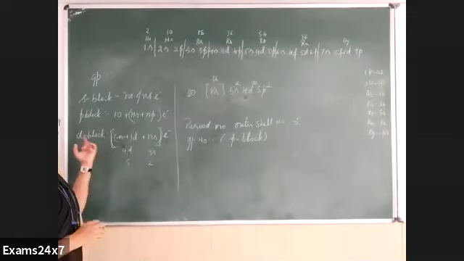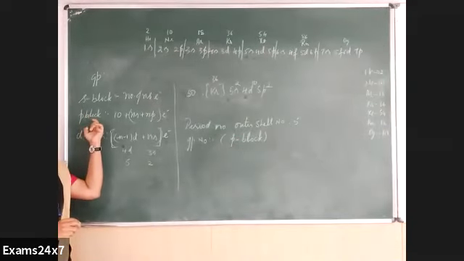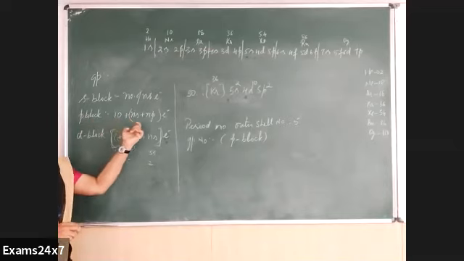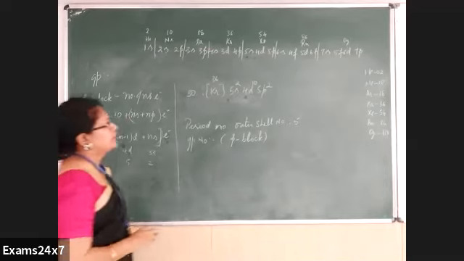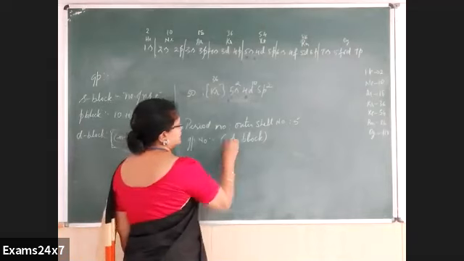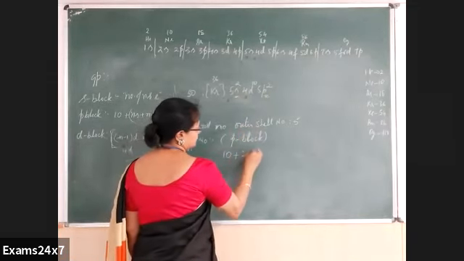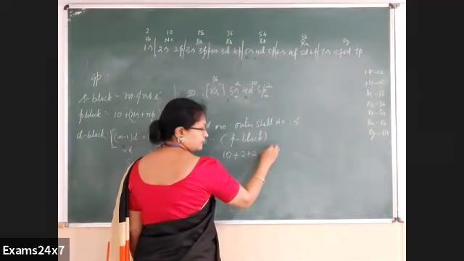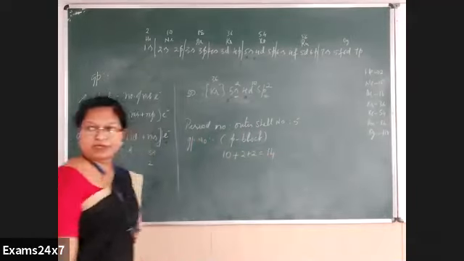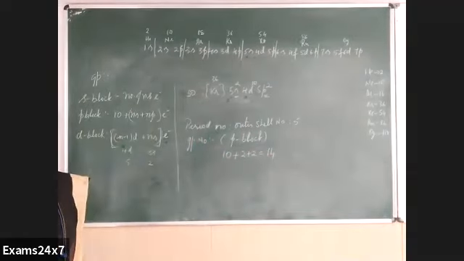Now for p block, what should be the formula? Group number is 10 plus ns plus np. How much will it be? 10 plus ns. ns is 2, np is 2. Plus 2 plus 2. How much? 14 is the group number. Clear?